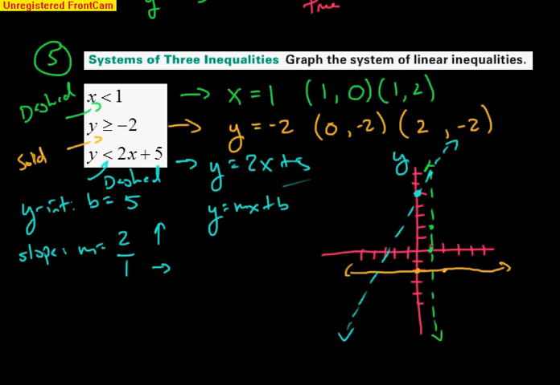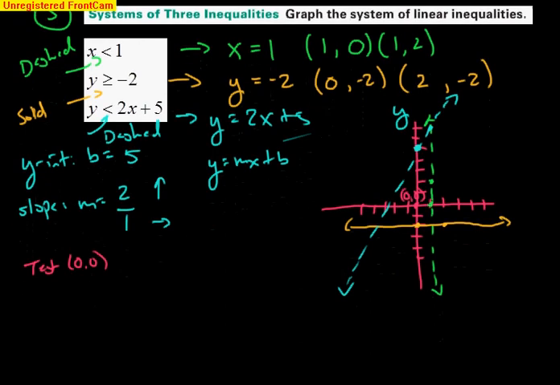Here's my picture. So now I have to work with the shading. Okay? I can test 0, 0. Oh, happy day. Test 0, 0. It's right here. And we're going to do it in all 3 lines. So the first one, the green one. 0 goes in for x. 0 is less than 1. This is true. So for this green one, I'm shading this way, towards 0, 0.